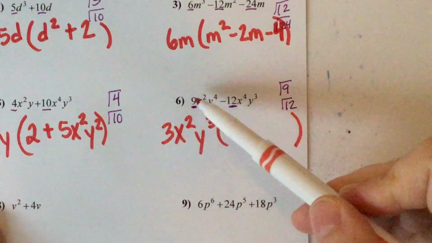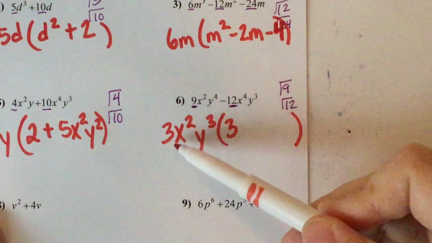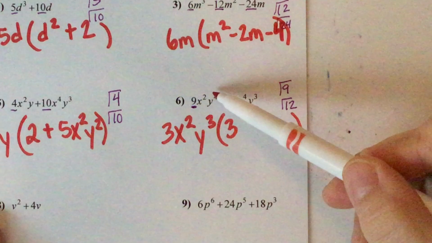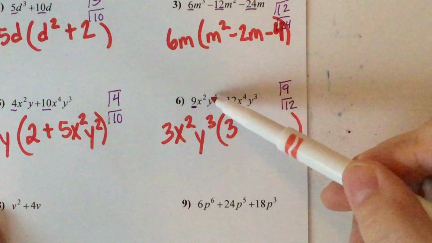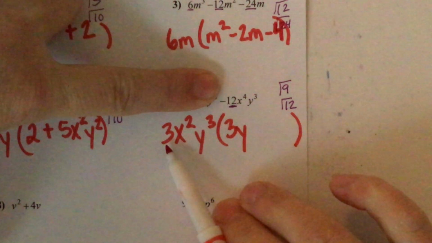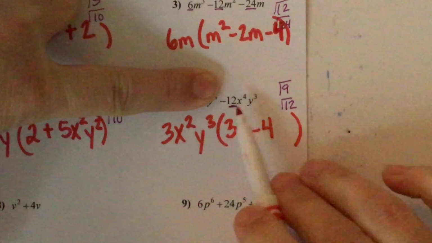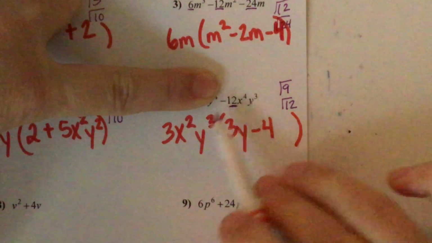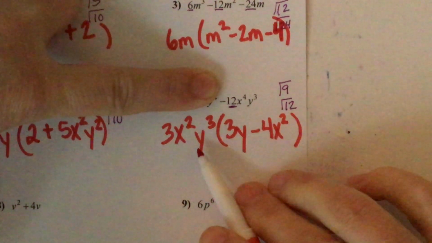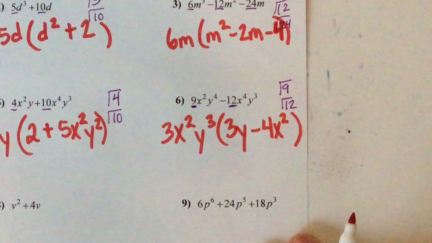So 3 times what is 9? 3. Now look at your x's. Are they a match? Yep, so you don't need more. Look at your y's. Are they a match? Nope, so how many more do you need? You need 1 more. Okay, now let's get the guy in the back. 3 times what is negative 12? Negative 4. Now look at your x's. Are they a match? Nope, you need more. How many more? 2. Look at your y's. Are they a match? They're a match, so you don't need any more y's. So that's it. That's your answer.